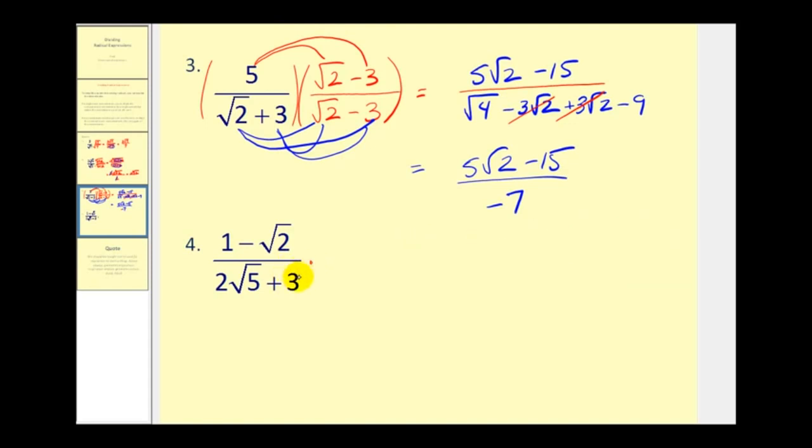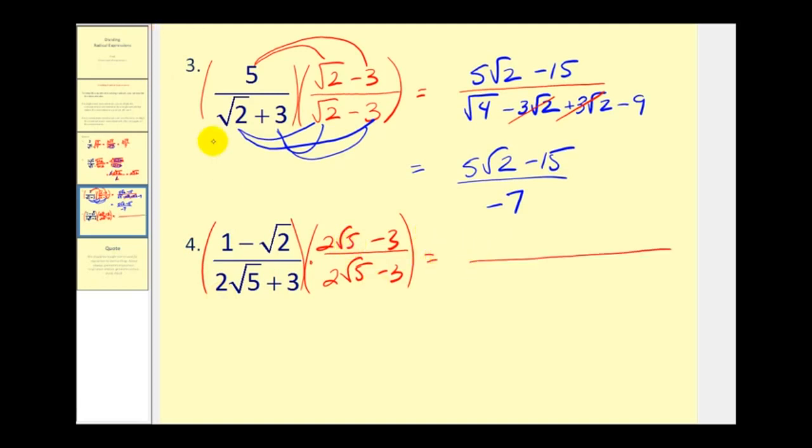We need to multiply the numerator and denominator by the conjugate of the denominator, which would be 2 square root 5 minus 3. I always like to start with the denominator to make sure. So the first product will be 2 square root 5 times 2 square root 5. That'll be 4 square root 25. Now the next two products should be opposites. Let's just check that. This would be a negative 6 square root 5, and this would be a positive 6 square root 5. Those are opposites. They'll add to 0. So the last product would be 3 times negative 3, or minus 9.